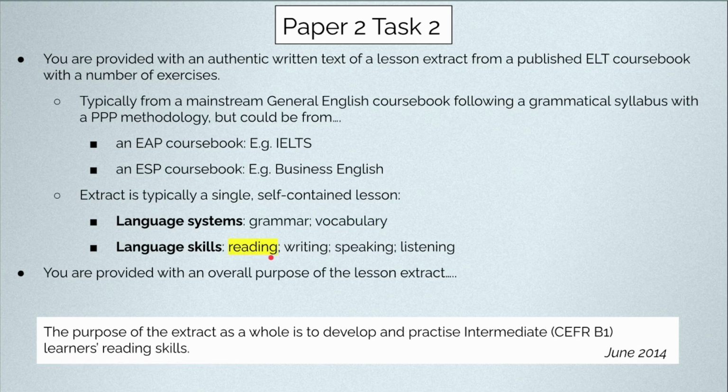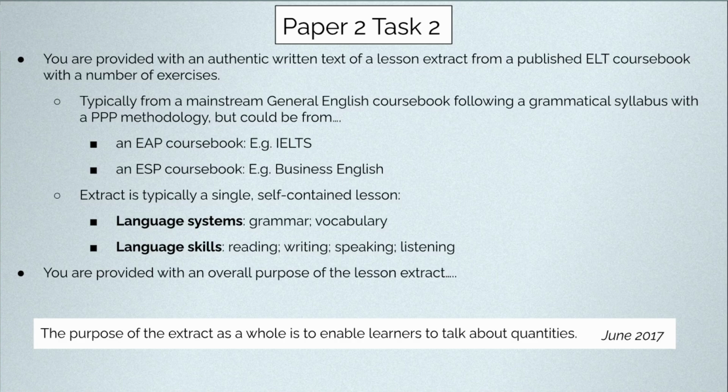For a reading lesson, we have to develop and practice intermediate learners' reading skills. And for writing, it's to enable learners to write a promotional poster. Going by past papers, statistically, you're most likely to encounter a grammar lesson and least likely to encounter a listening lesson. So let's take our grammar lesson about quantities and take it through the various analyses of Task 2.